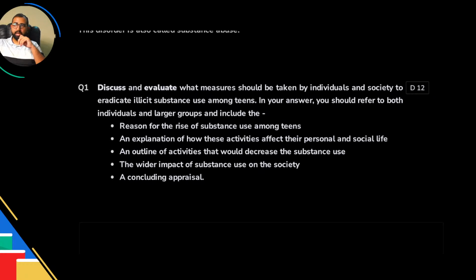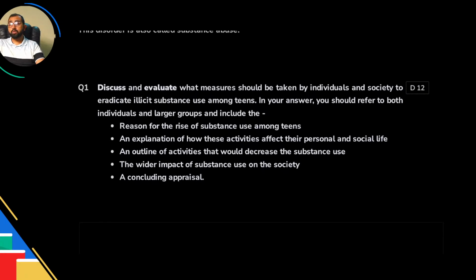Then the wider impact of substance use on society. Talk about how people are not that motivated anymore. They are not that motivated in life. They don't have that many friends. They are resorting to crime. Talk about how it affects their personal life, their social life, and how it affects society in general.